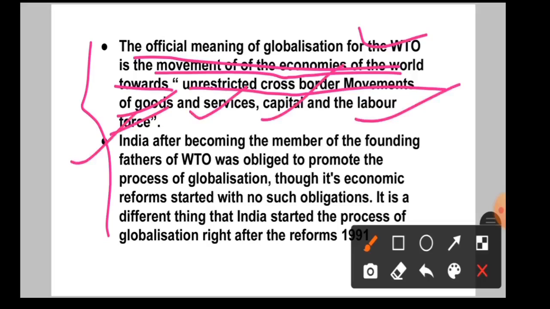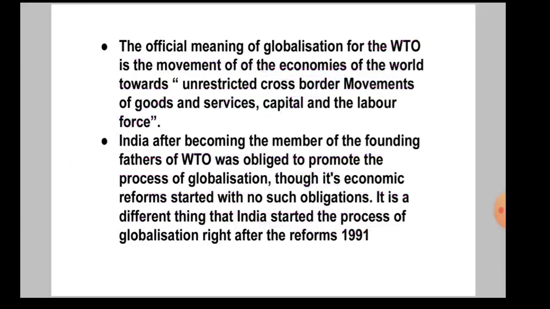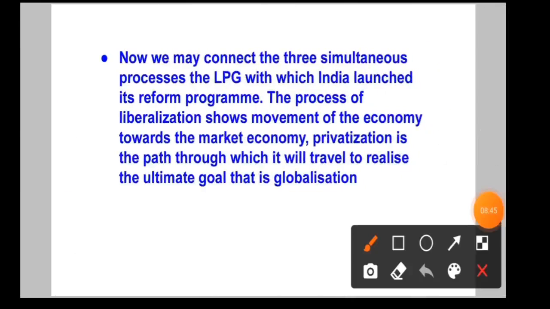India, after becoming a member, one of the founding members of the WTO, was obliged to promote the process of globalization. Though its economic reforms started without such an obligation, it is a different thing that India started the process of globalization right after the reforms of 1991. Globalization did not happen earlier; it happened after the reforms that started in 1991. So this is the last topic.